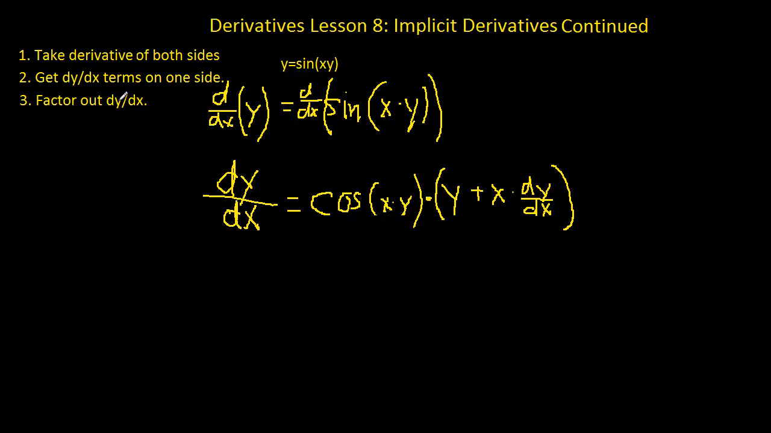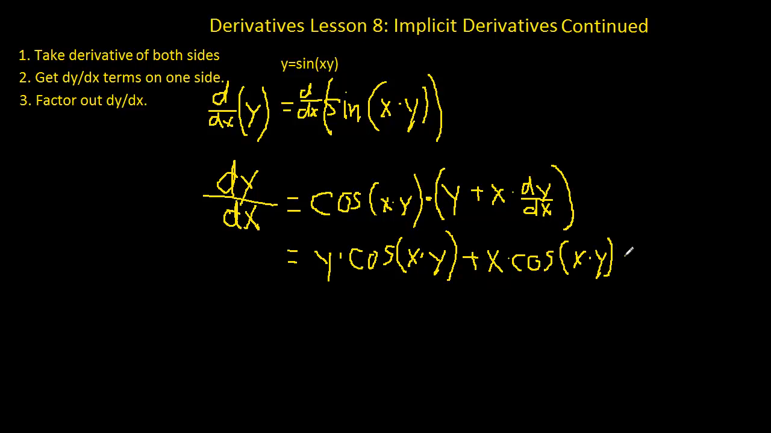Now the second step is to get the dy by dx terms on one side. So this is already by itself over here, but we can see that we have another dy by dx in here. So let's multiply this out. Multiply the first by the first. This cosine x times y. We get y times cosine x times y plus x right here, x times cosine x times y times dy by dx.